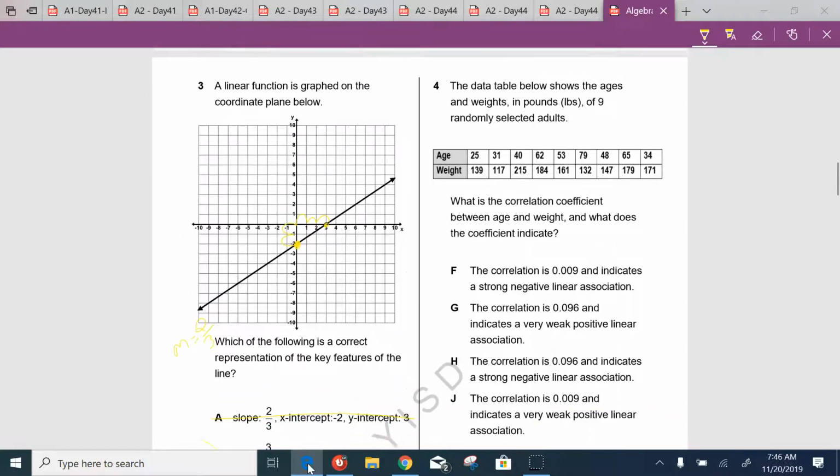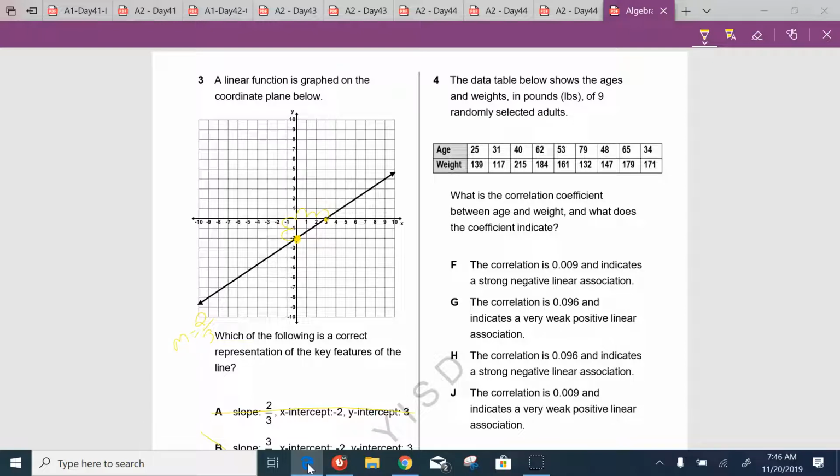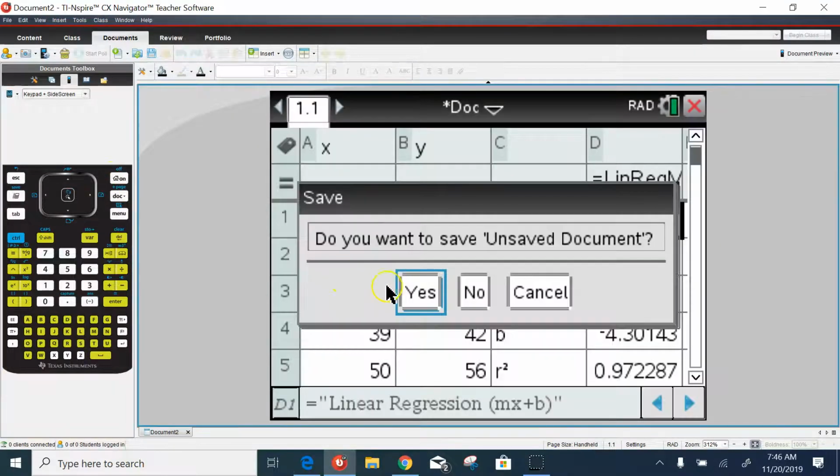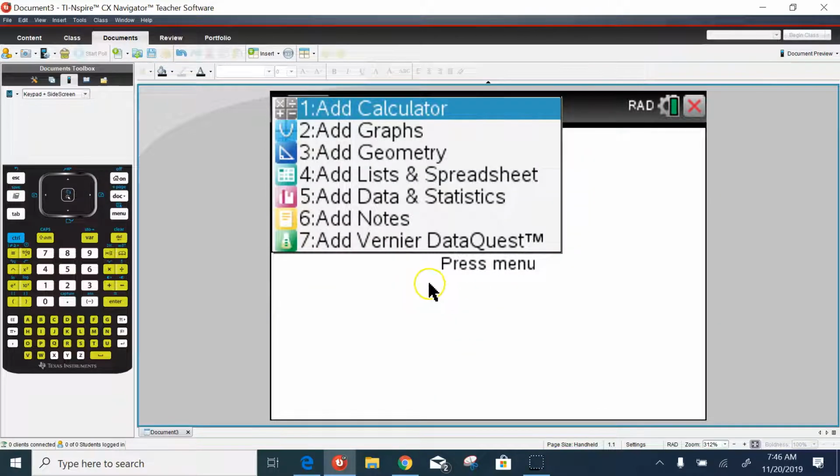Moving on. The data table below shows the ages and weights in pounds of 9 randomly selected adults. What is the correlation coefficient between the age and weight, and what does the coefficient indicate? So for this one, we have to do a calculation, and we'll go ahead and do it in the calculator. At this point, most of you should already know how to do all this, but if not, this will be a fast and furious review.